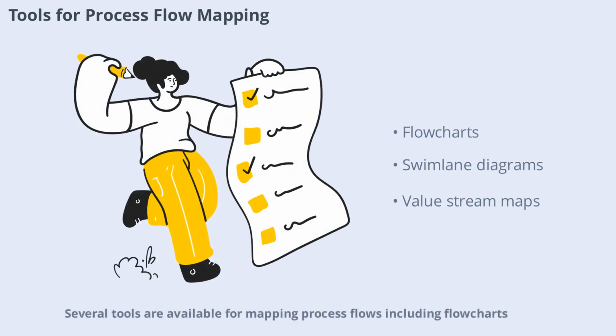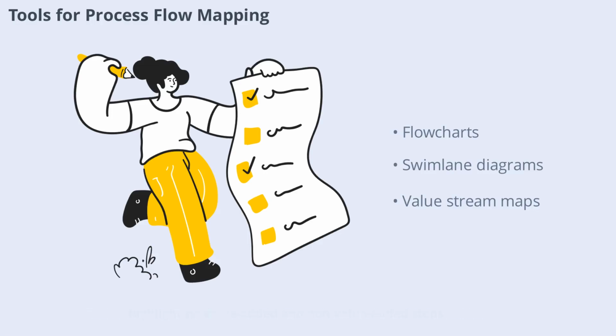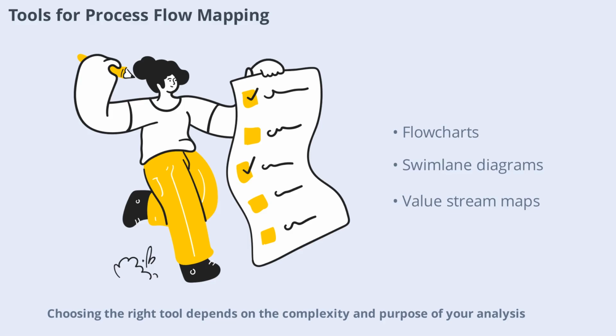Several tools are available for mapping process flows, including flowcharts, swimlane diagrams, and value stream maps. Flowcharts use symbols to represent different types of activities and decisions, making complex processes easier to understand. Swimlane diagrams organize activities by department or role, clarifying responsibilities. Value stream maps focus on the flow of materials and information, highlighting value-added and non-value-added steps. Choosing the right tool depends on the complexity and purpose of your analysis.